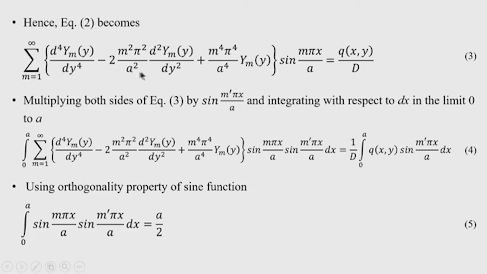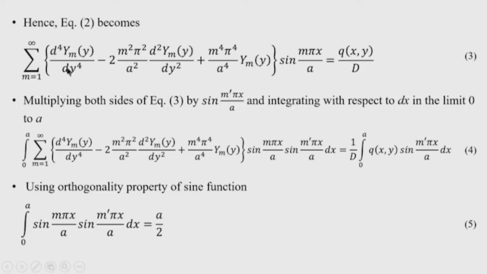So, multiplying both sides of equation 3, as I am numbering it, by sin m dash pi x by a, and integrating with respect to dx in the limit 0 to a. Why have I taken sin m dash pi x by a? Because m dash is also an integer. When sin m pi x by a is multiplied by another sine function of m dash pi x by a, with m and m dash integers, and integrated from 0 to a with respect to x, that value will be 0 if m is not equal to m dash.